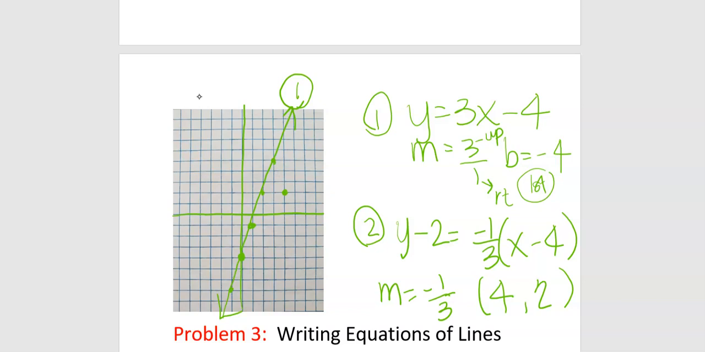And then from there, I go down 1, right 3. So this one means down 1. The 3 means right 3. So down 1, right 3. And since I don't have a ruler, I'm going to go up 1, left 3, a couple of times.